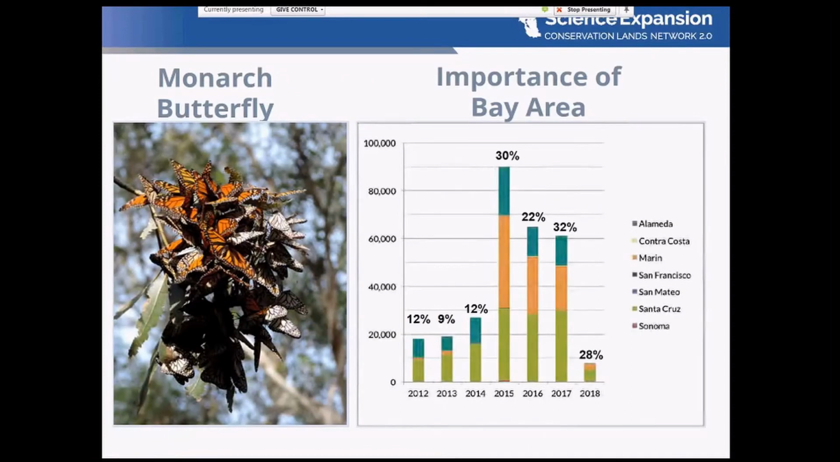The monarch butterfly, turns out the Bay Area supports somewhere on the order of 30% of the overwintering monarch butterfly population, which, as you can see from this graph, collapsed in 2018 and in 2019. So we're responsible for these groves of eucalyptus trees and other trees that serve the overwintering population as refuge. Next slide.